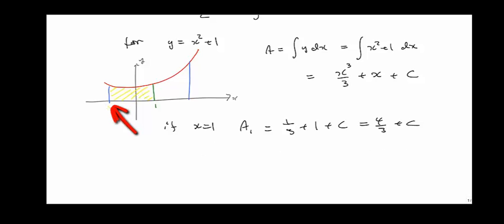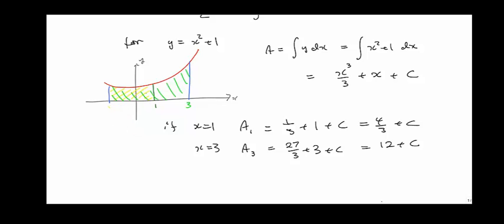And if we substitute x equals 3, we can have the area at 3, which equals 3 cubed, 27 over 3, plus 3 plus c, which is 9 plus 3, which is 12 plus c. And this can represent the area from the arbitrary point here to the point where x equals 3.